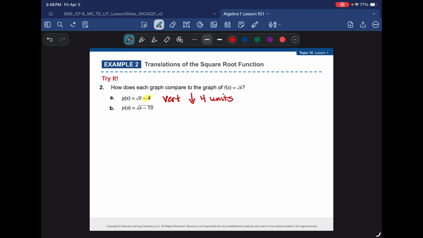Looking at p of x, I can see that the change is happening inside the parentheses, or a change to the input. So I remember my rules that changes to the input are changed horizontally. So this is a horizontal translation, and I have to think in reverse. So this means I have to subtract 10 to get my function back to the parent function. So that means this is going to be shifted 10 units to the right.